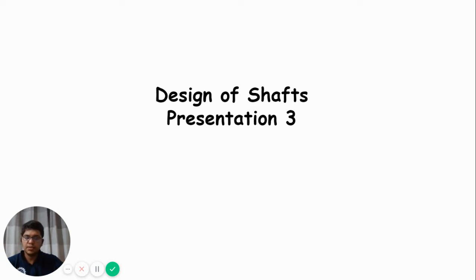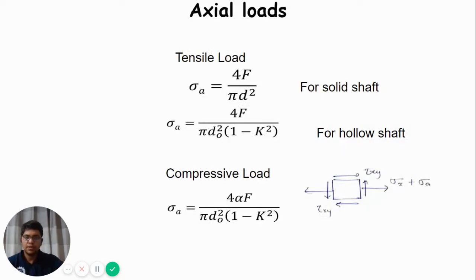Suppose there is an axial load F acting on the shaft. Then you are able to find out the axial stress by using the equation force divided by the cross-section area. If the shaft is a solid shaft of diameter d, then the axial stress generated due to the axial force F will be equal to 4F divided by pi d square.